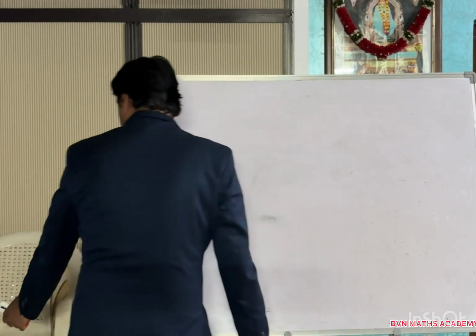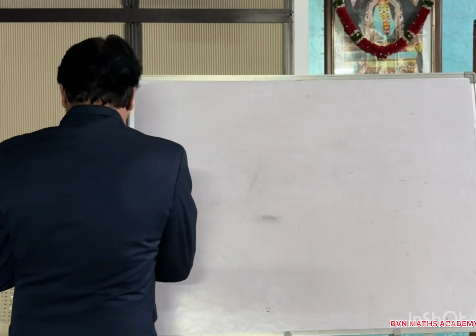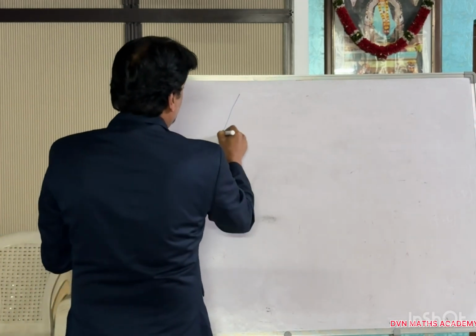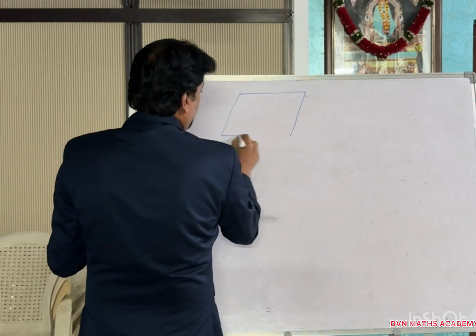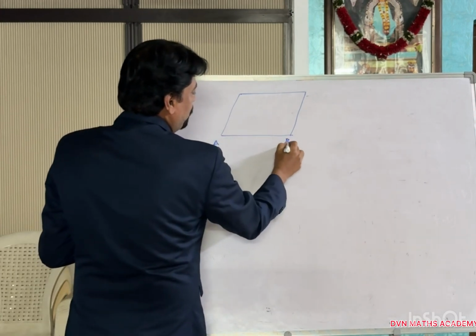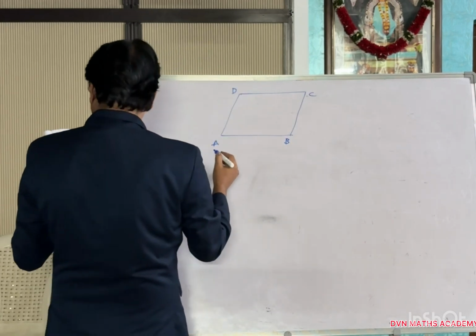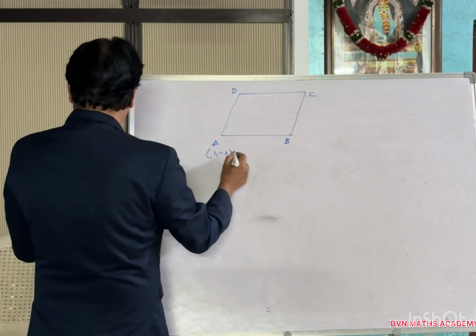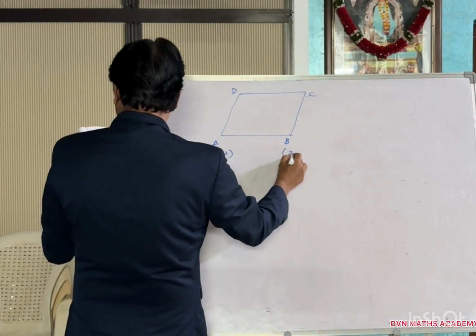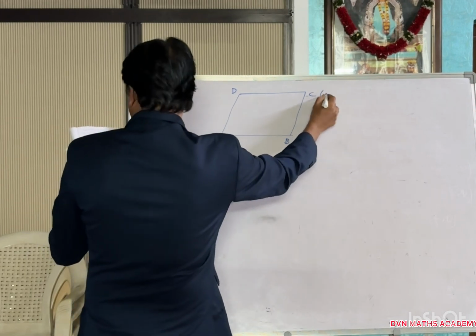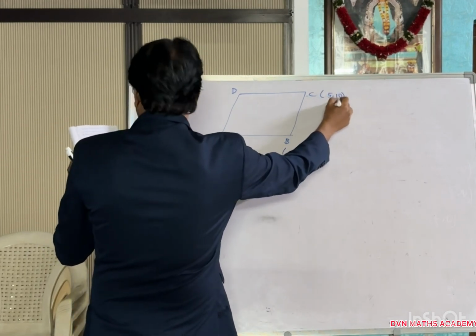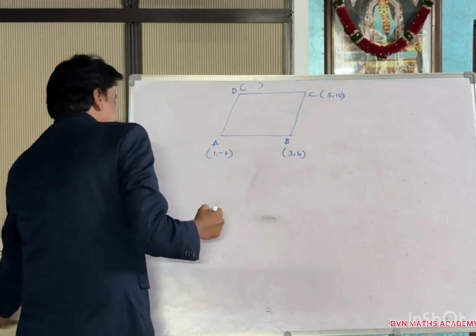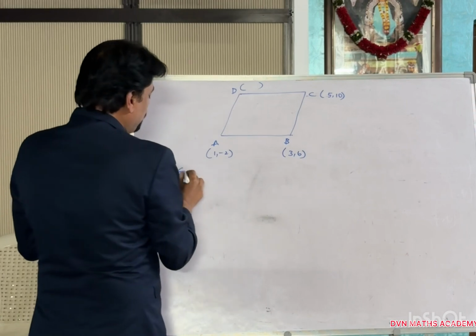So the next pattern question: here, the 3 vertices of a parallelogram are given. This is a geometry related question. This is a parallelogram. For example, say this is A, this is B, this is C, and this is D. In this parallelogram, the vertex A is given as (1, minus 2), B is given as (3, 6), and C is given as (5, 10). And he is asking to find the 4th vertex.